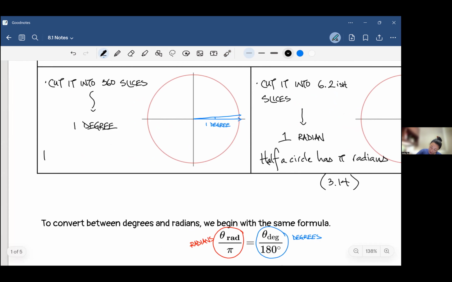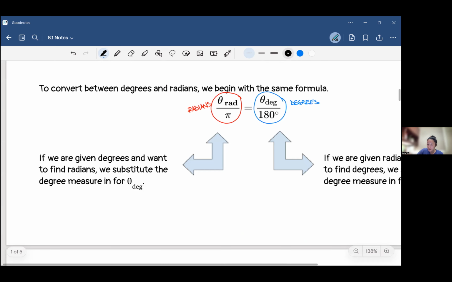But over here, the same half a circle has 180 degrees. Okay, so it's like we're measuring the same amount, but because the radians are bigger, there's only about 3 of them in a half a circle, whereas degrees, there's like 180 in a half a circle. Okay, so we can use this formula.